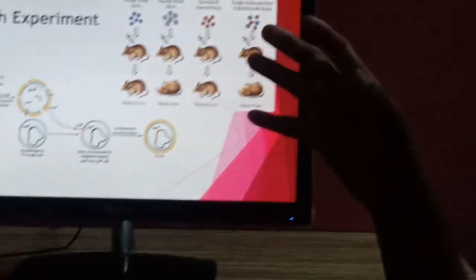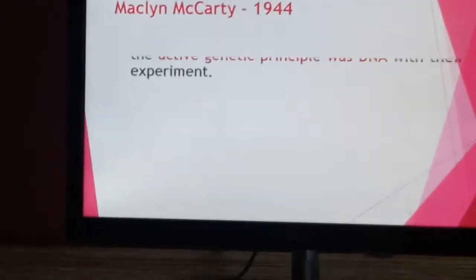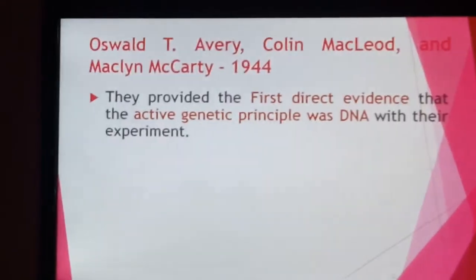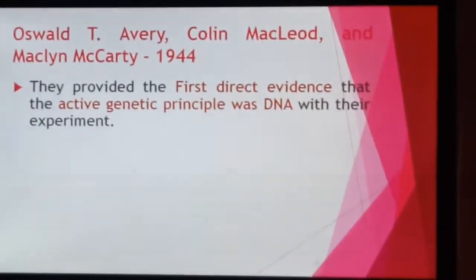But this Griffith experiment was satisfactory only to the level that genetic transformation is happening, which can be accepted within the species, but there was no proof that the genetic transferring material was the DNA. So later his work was further carried out by Avery, MacLeod and McCarty in 1944, providing the first direct evidence to prove that the active genetic principle was DNA.